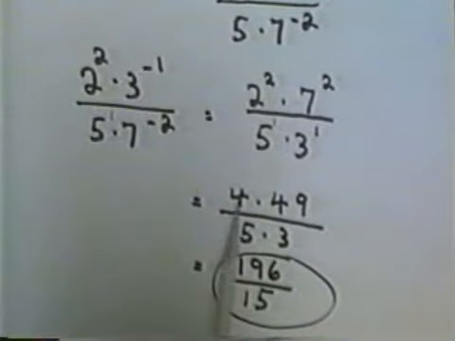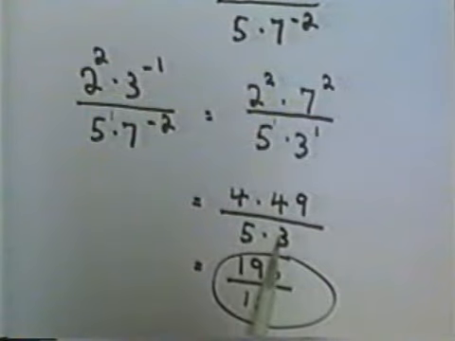Now multiplying the numerators, I get 196. Multiplying the denominators, I get 15. So the answer is 196/15.